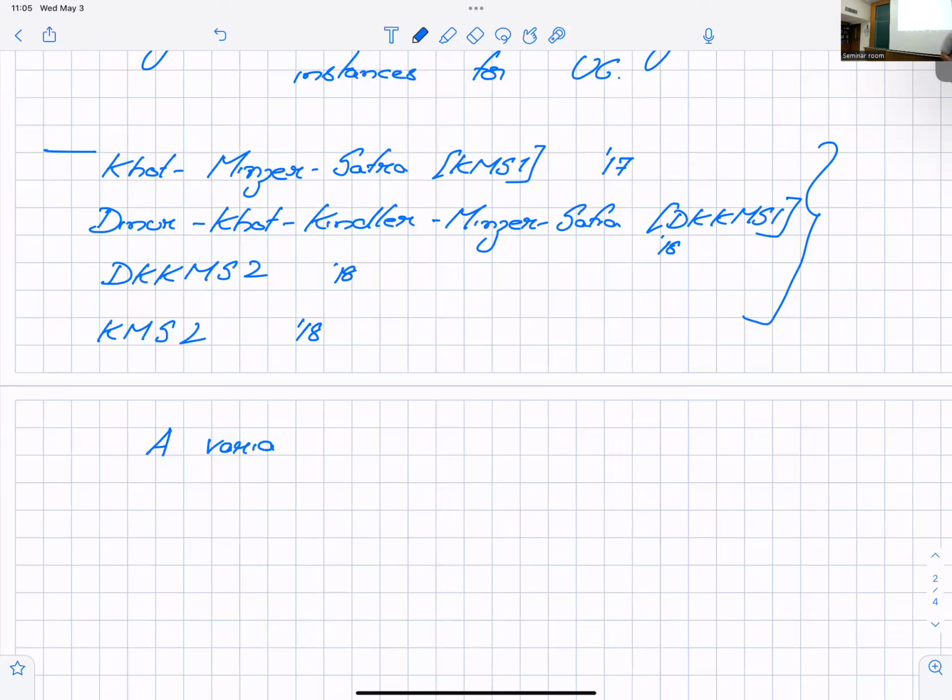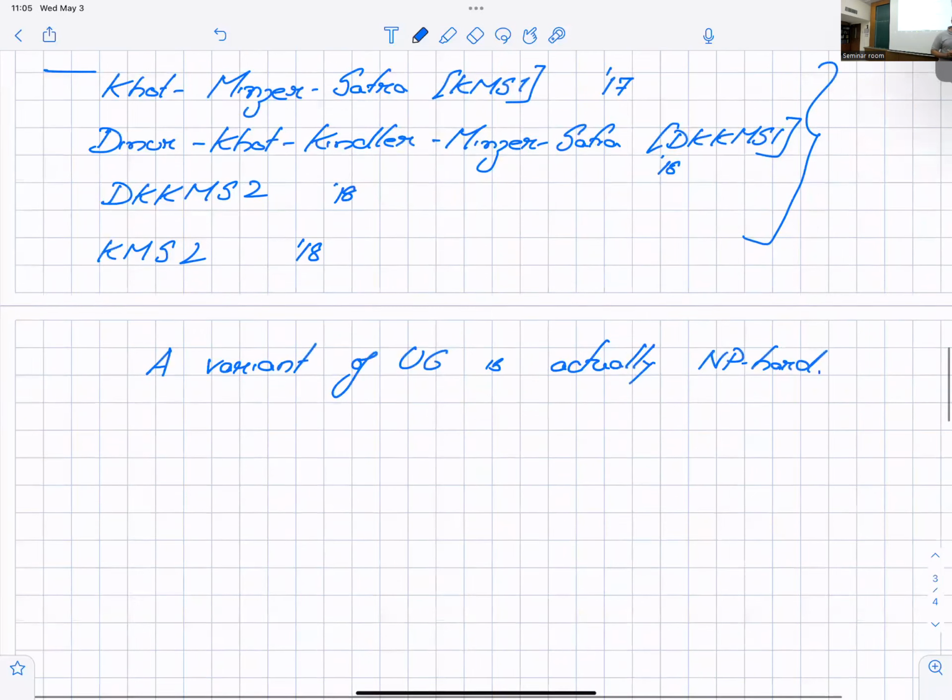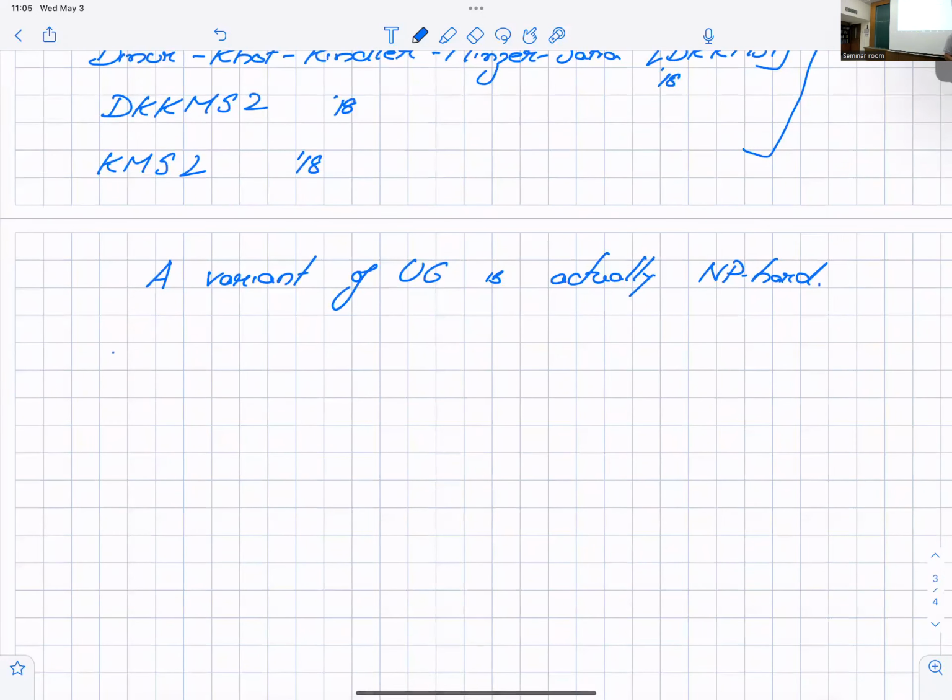They showed that a variant of UG is actually NP-hard. And that's going to be the focus of this one. And what's the variant? It's what we are going to call the 2-to-2 games. So what are 2 to 2 games?